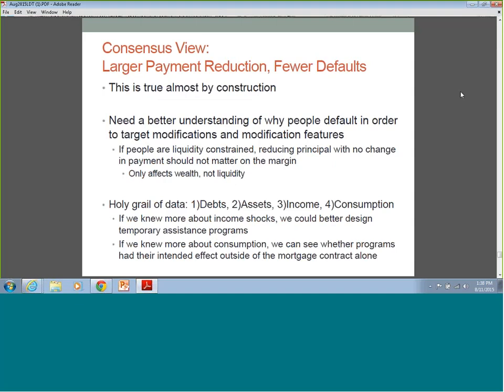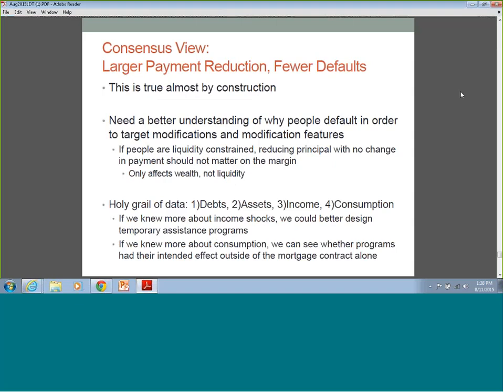And I think, again, what we're missing is what I'm calling the holy grail of data, which is debt, assets, income, and consumption. We'd really like to know more about the income of these borrowers so we can know something about income shocks and understand how those income shocks are translating into payment hardship. And we might be able to design better temporary assistance programs, which might not affect the mortgage at all, but could affect income through other types of transfers.